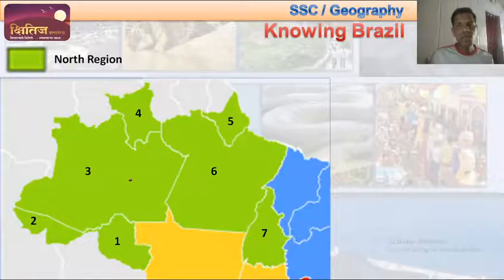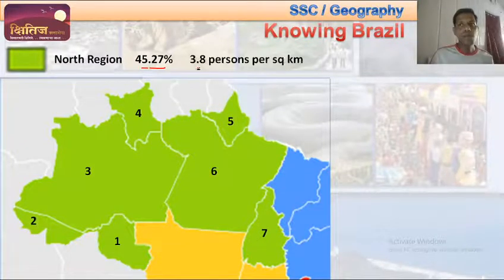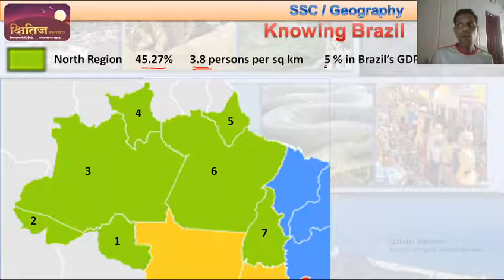Here the first region shown in green color is the north region. It is the largest region of Brazil. It covers 45.27% of Brazil's total land area. But the population here is very less. Very few people live here because it is densely forested. The population density is only 3.8 persons per square kilometer. And the economic development is also very less. Although this region covers 45% of the area of Brazil, it contributes only 5% to its GDP.